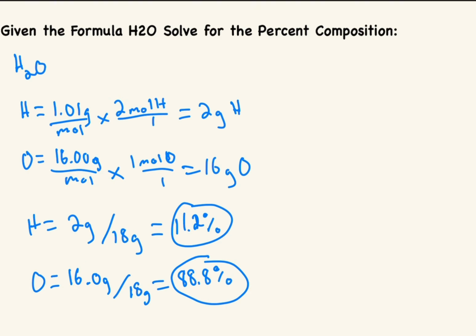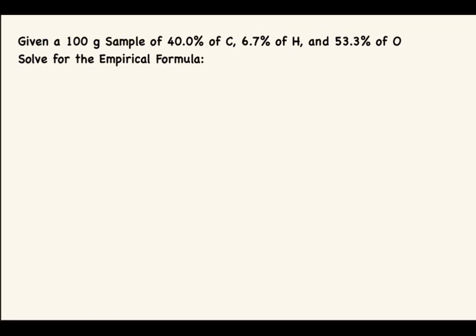All right, let's move on to empirical formula. So in this problem, we're given a 100-gram sample which is made up of 40% carbon, 6.7% hydrogen, and 53.3% of oxygen. So now we need to find the simplest whole number ratio of the compound given before us. So we'll just start off and write the elements we have. So we have carbon, we have hydrogen, and we have oxygen.